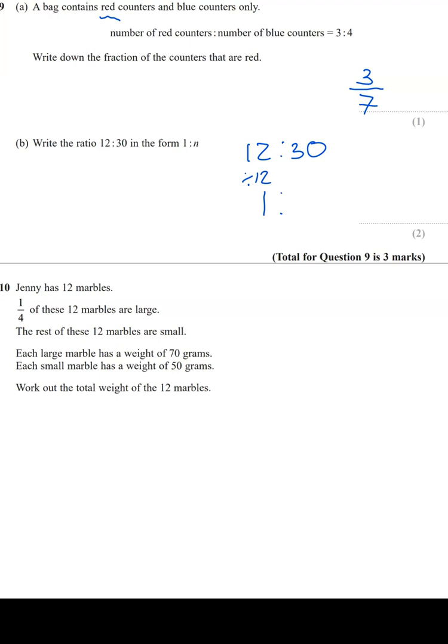So we need to do 30 divided by 12. Well, yeah, you may not know your 12 times tables. Let's just quickly write it out. 12, 24, 36. Right, okay. So it's going to be 2.